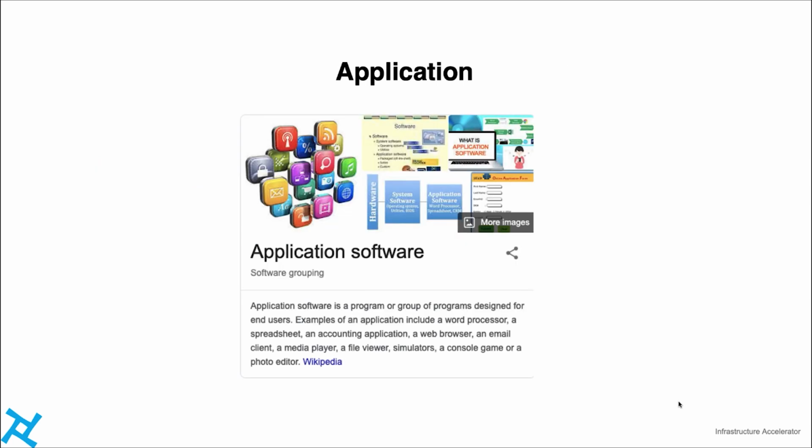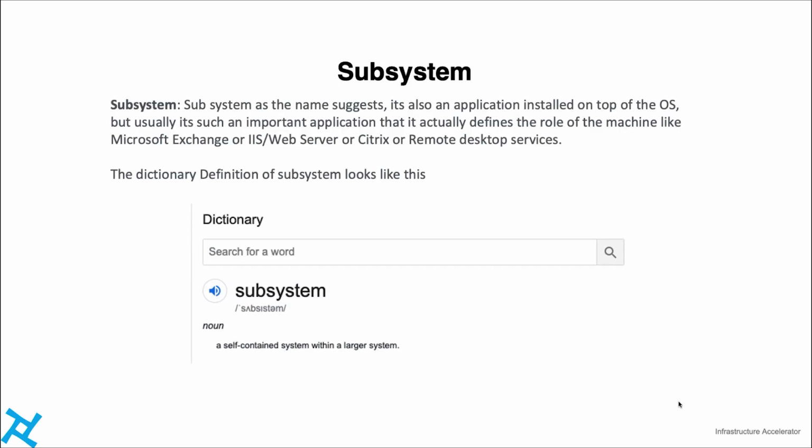Application software. Application software is a program or a group of programs designed for the end user. Examples of an application include a word processor, a spreadsheet, an accounting application, a web browser, an email client, a media player, a file player. So basically what I told you, those are the applications.